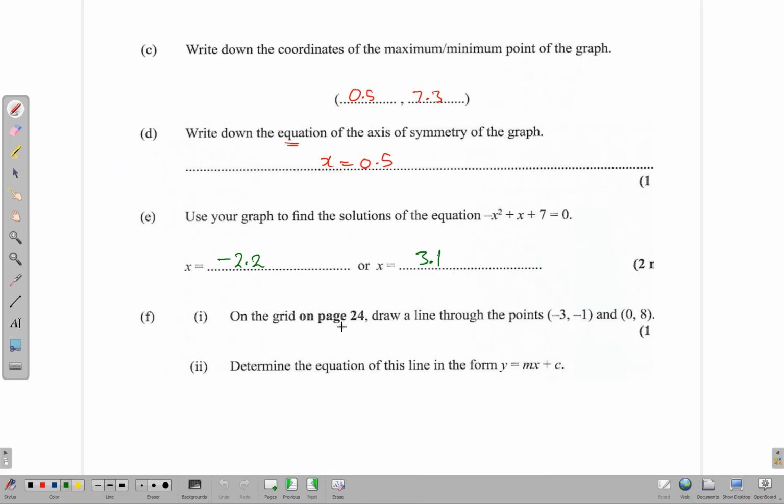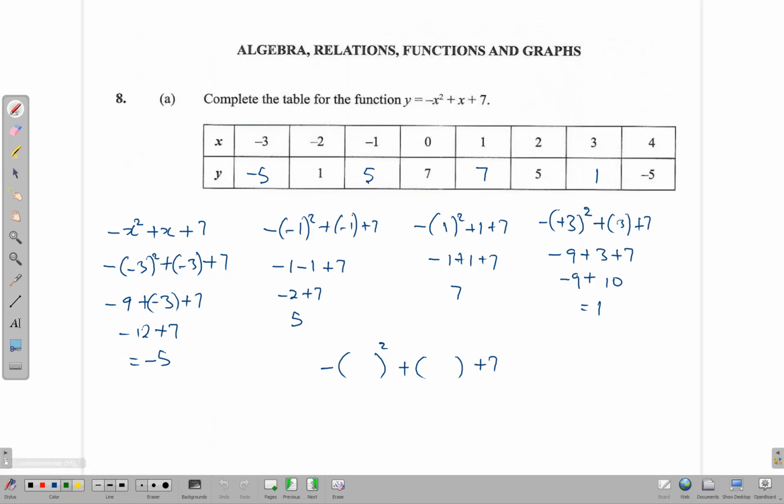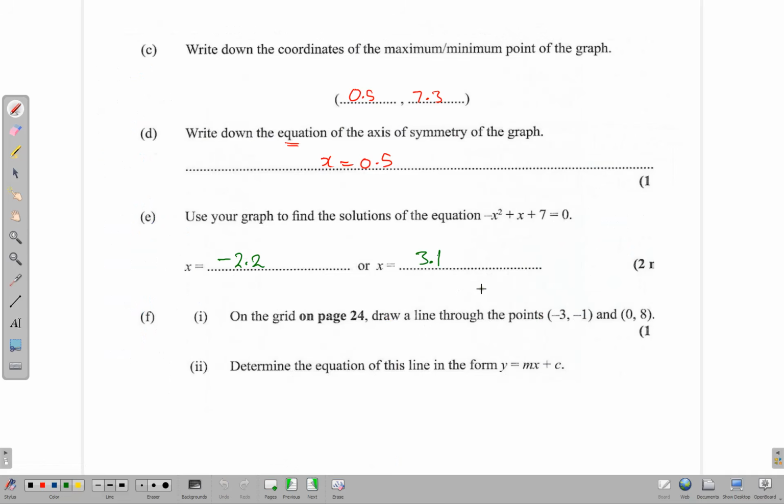On the grid, that's in the grid over there, draw a line through the points -3, -1, and 0, 8. Let's mark that. -3, -1, so this point, and 0, 8. So we have marked those 2 points. Let's go back, sorry. -3, -1, and 0, 8.